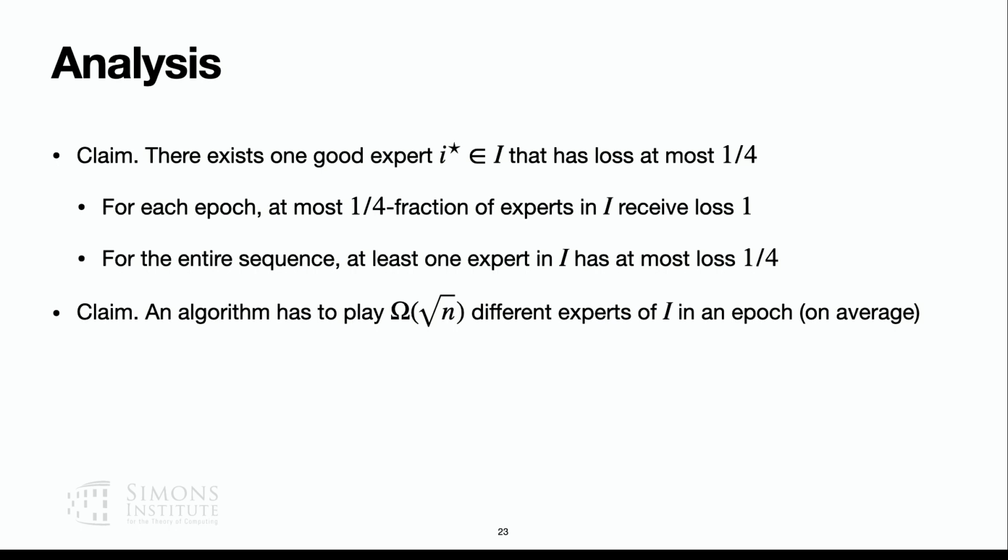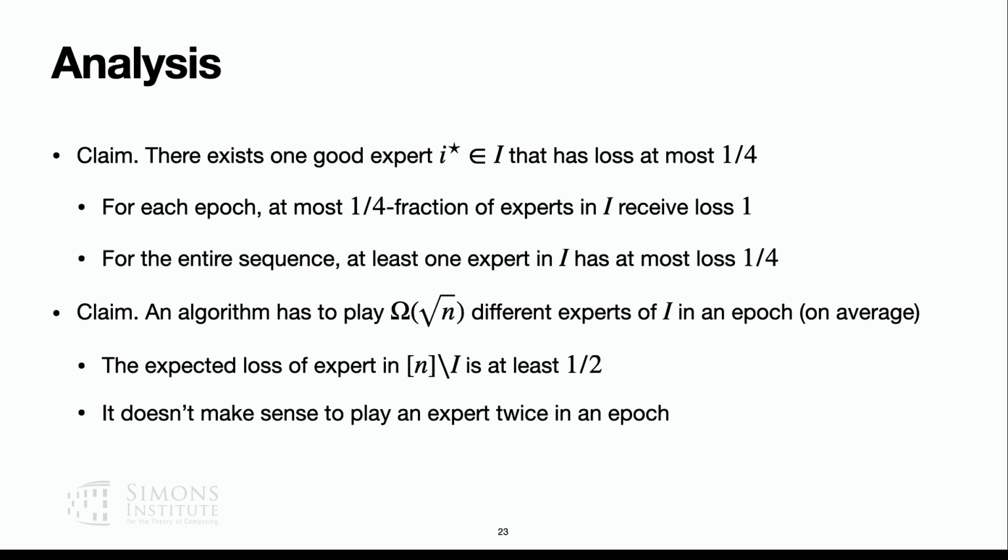Let's prove by contradiction. Let's assume there's an algorithm that can obtain a sublinear regret. That's to say, its loss is roughly sqrt N, roughly 1/4. And I claim the algorithm needs to play at least sqrt N different experts of I in each epoch, and that's on average. The reason is as follows. For experts that are not in the index set I, the loss is roughly 1/2, right? So you cannot always play it. So you should spend a significant amount of days playing experts inside of the index set I. But also for each epoch, it does not make sense to play an expert twice, because the second time you play it, the loss becomes 1. Combining these two facts, you can show that the algorithm needs to commit roughly omega sqrt N experts in each epoch. Let me show you the reduction.